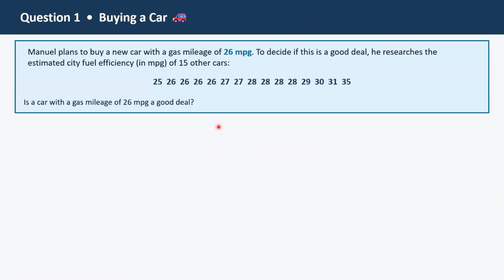Now let's apply what we just learned to a real decision. Manuel wants to buy a car with 26 miles per gallon and he wants to know, is this a good deal? So he collected data from 15 other cars. To make a decision, let's first create a dot plot, then we will read that dot plot and make the decision. To make the dot plot, first of all, let's draw a number line.